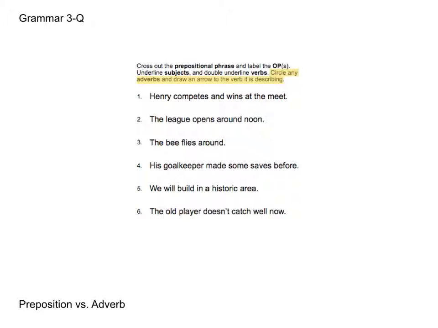And after that, we'll be asking you to identify and work with a variety of different parts of speech. So in this one, we're having you circle any adverbs and draw an arrow to the verb it is describing. We may also ask you about direct objects, predicate nominatives, and predicate adjectives. So be sure you're really paying attention to the directions and what we want you to do on that specific page.